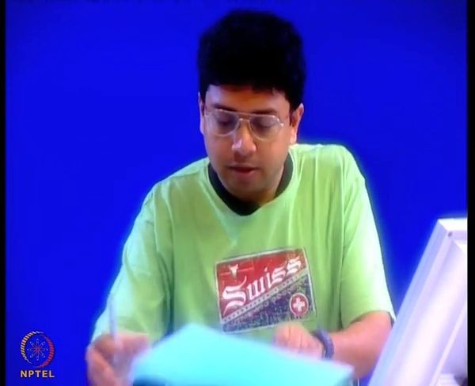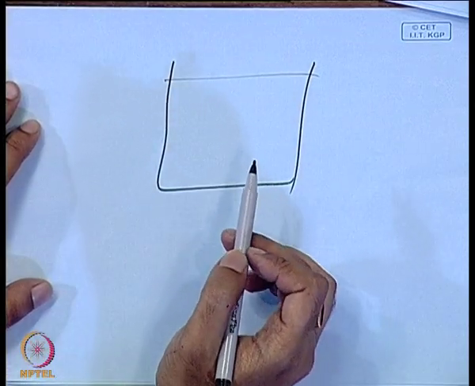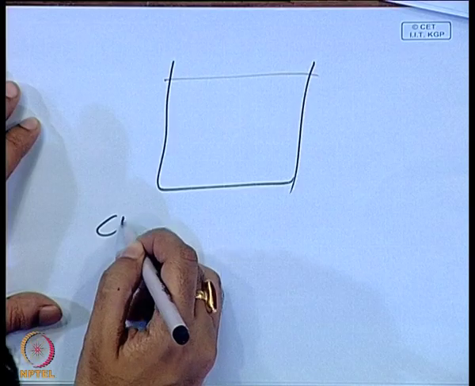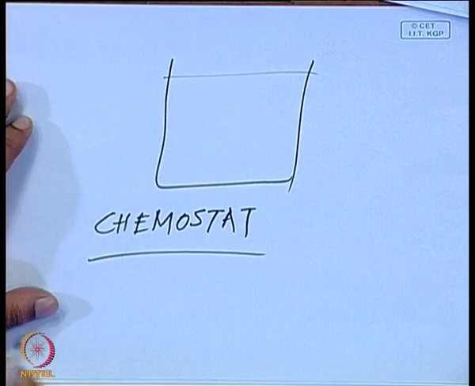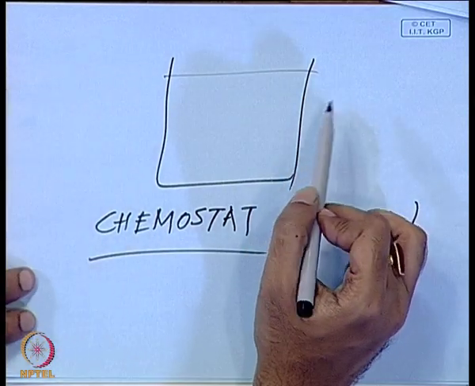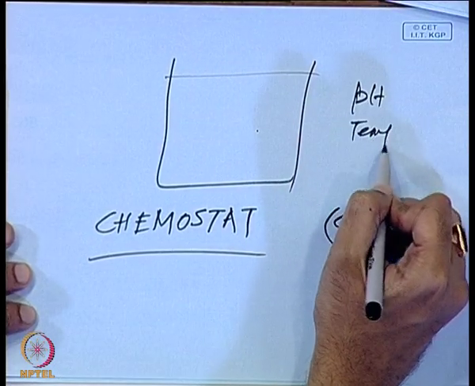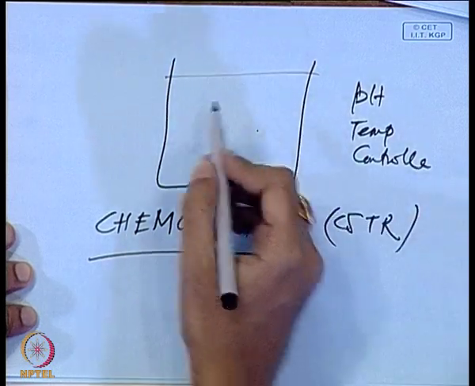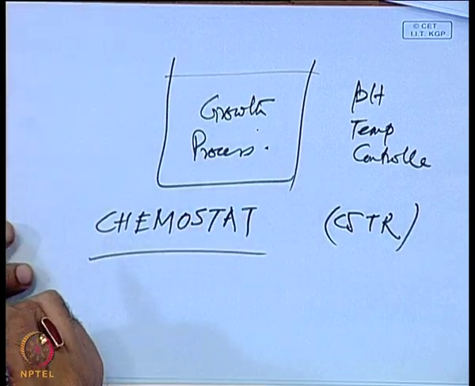We are looking at the kinetics of cell growth, but the cell growth process happens in a reactor like this. It could be a batch reactor, it could be a chemostat, a continuous stirred tank reactor. So starting next class, in a new chapter, we will look at the chemostat, which is a CSTR for a biological reactor. Temperature is controlled, and pH is controlled, and we look at the growth process inside this reactor.